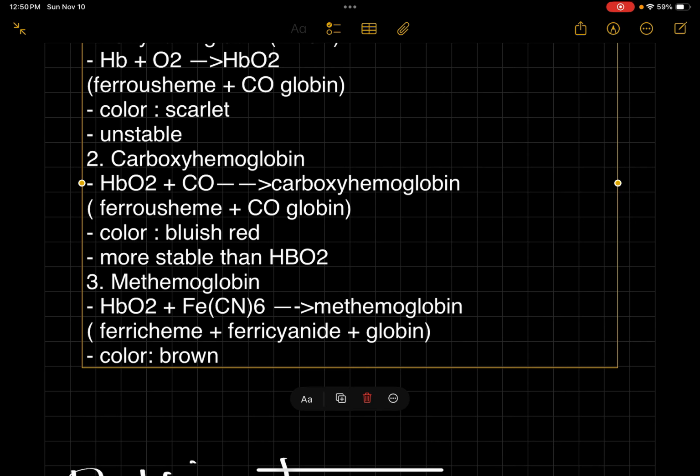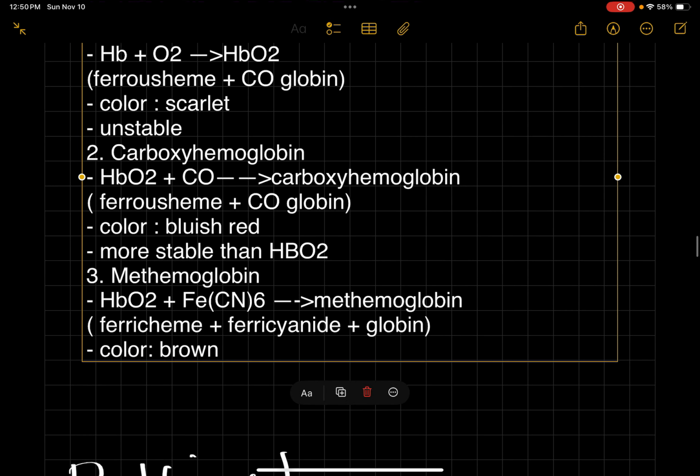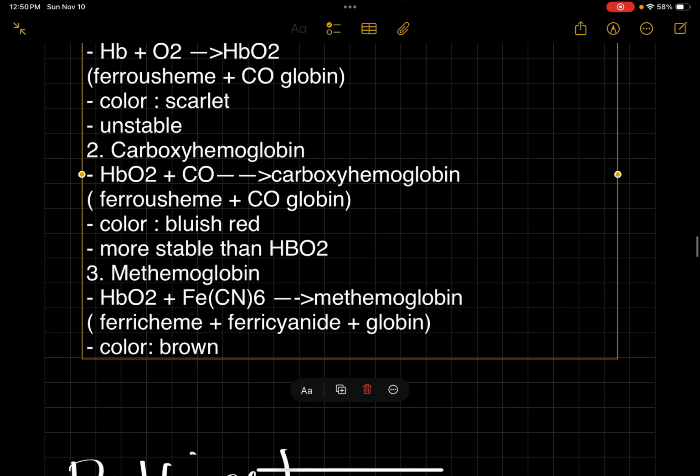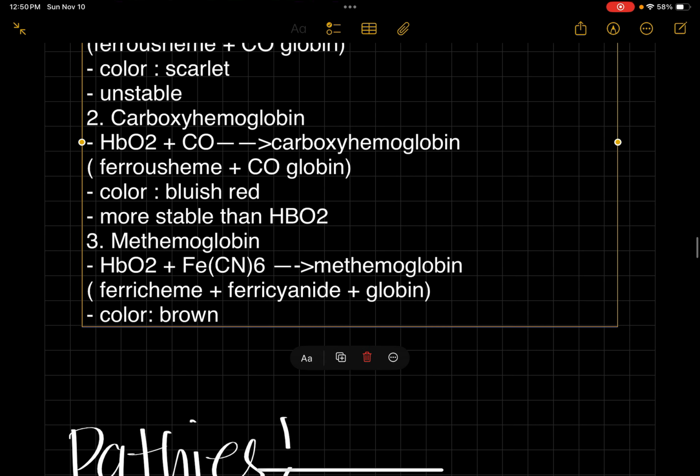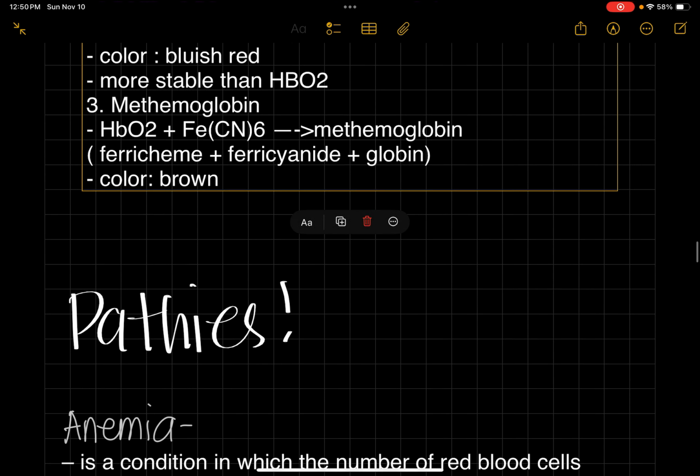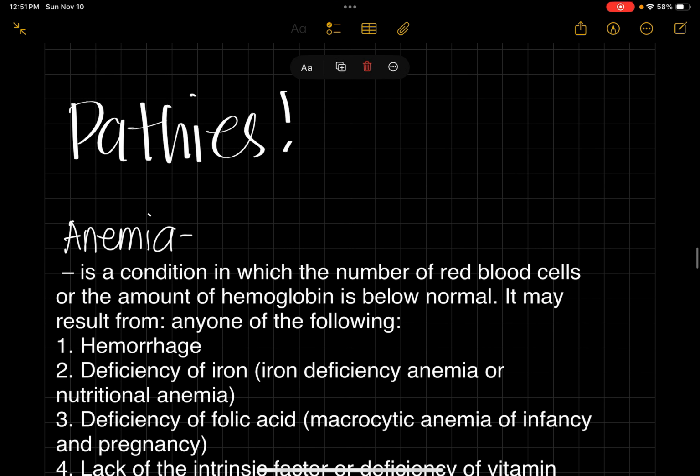Carboxyhemoglobin, we have the bluish red, more stable than HbO2. Methemoglobin, the color is brown. We have the pathologies.